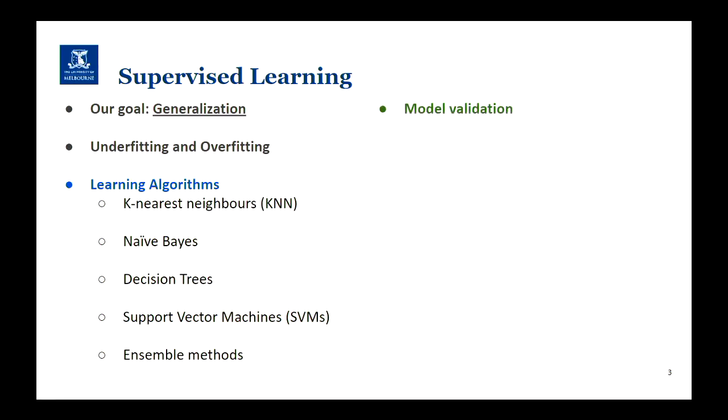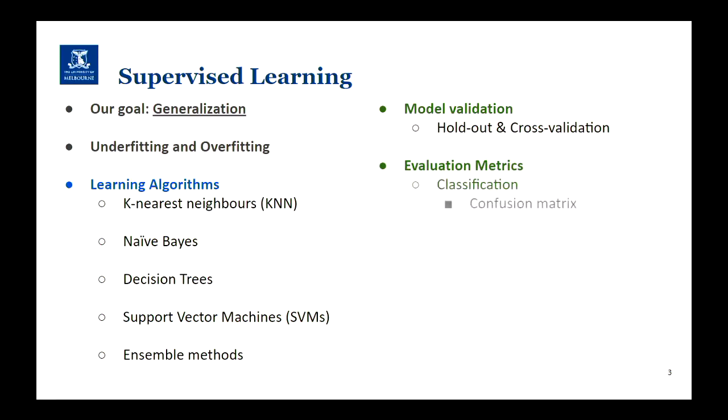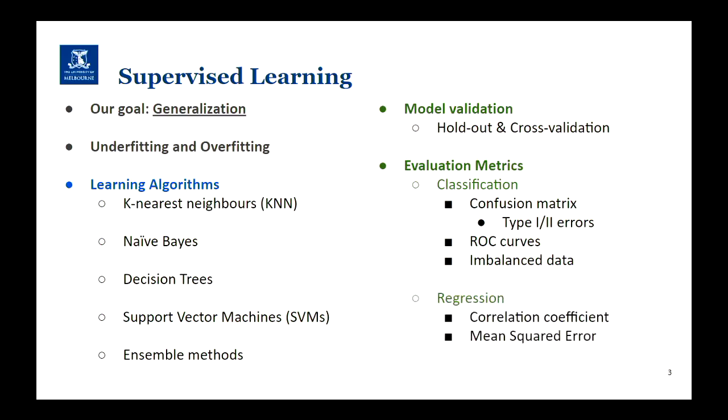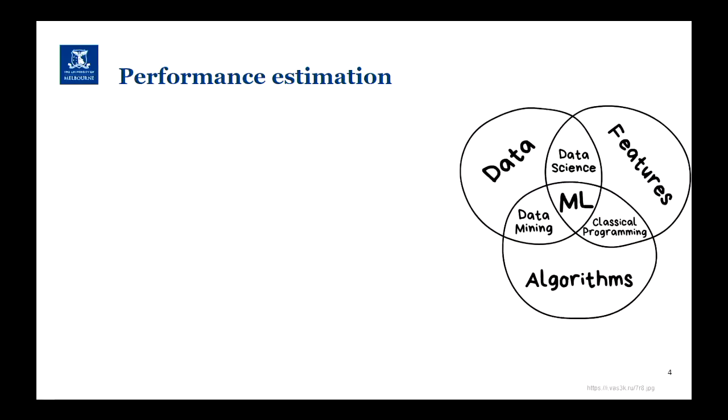So today we're going to talk about model validation. Specifically, we're going to talk about two different strategies. One is called holdout validation, and the other one is cross-validation. We're also going to talk about evaluation metrics, how to choose the best performing model. For classification, we're going to mention the confusion matrix and discuss type 1 and type 2 errors. We're going to talk about ROC curves, and how to deal with unbalanced and balanced data. And for regression, we're going to mention a couple of metrics that are widely used as well. And I'm just going to touch on a few tools and packages that you could use if you're interested in supervised learning.